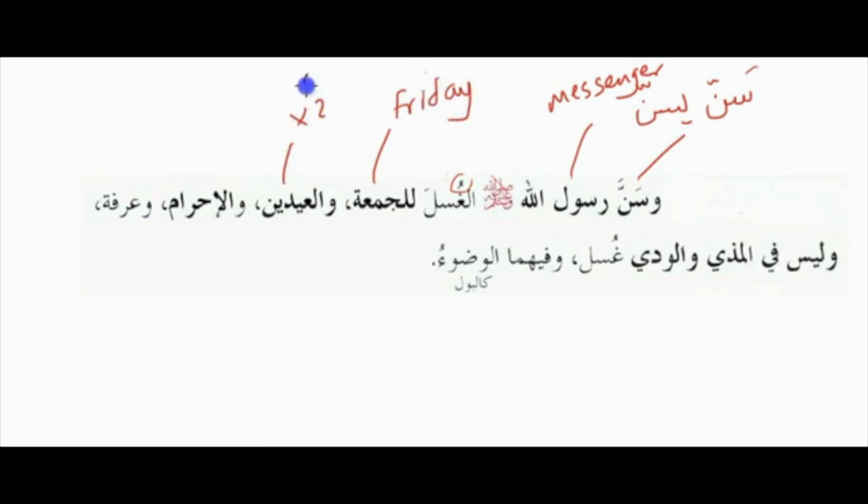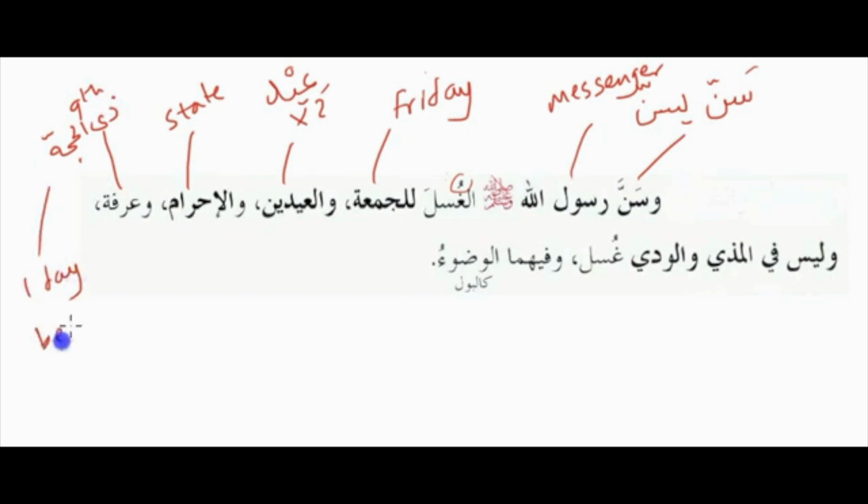Eidain, this is the dual of Eid, which means the Muslim celebration which occurs twice a year. Ihram is the sanctified state that a person goes into when they're performing the Hajj. For men they wear two pieces of cloth, and for women it's different. That's going to be explained in more detail in the chapter of Hajj, inshallah. Arafah is the ninth of the month of Dhul-Hijjah, the month of Hajj, one day before Eid al-Adha, and it's called the day of Arafah.